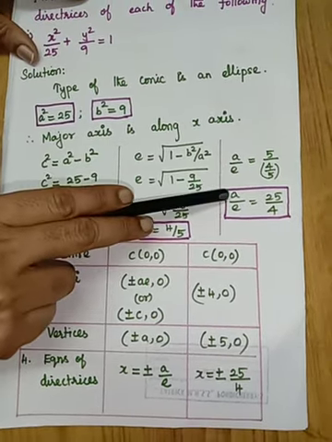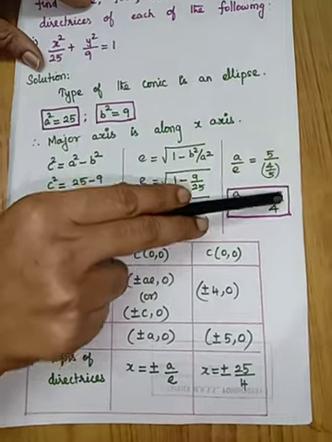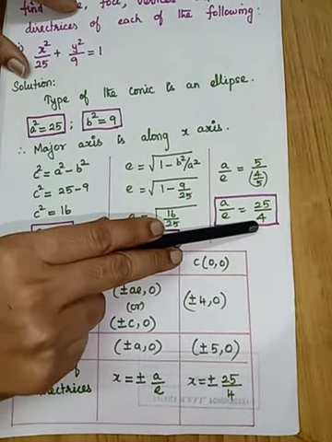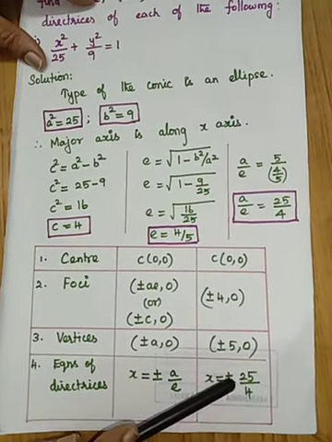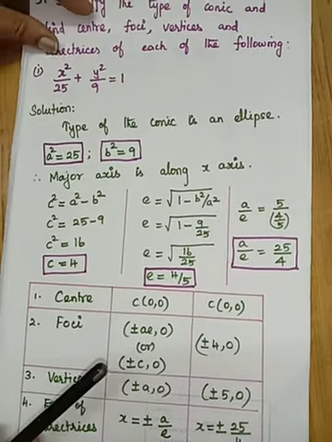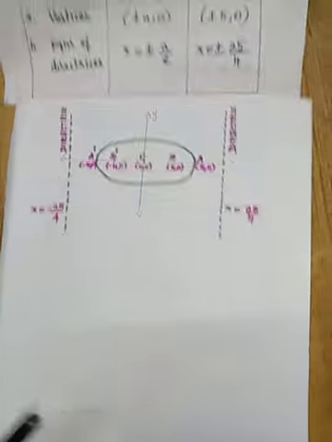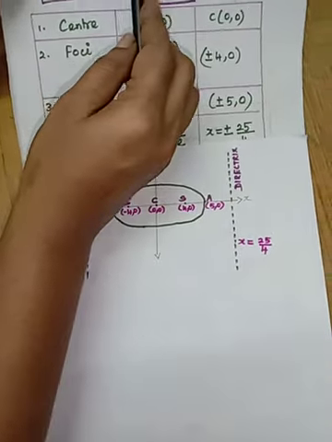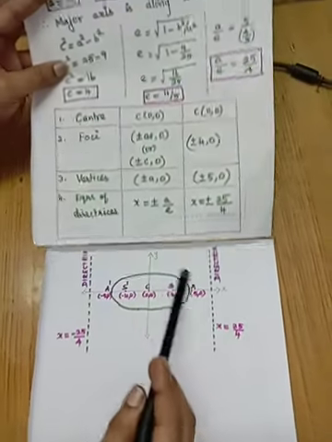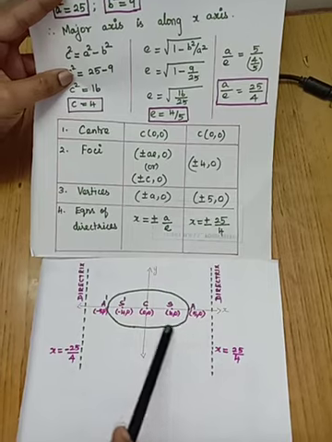So what I have found A by E? A by E is equal to 25 by 4. So x is equal to plus or minus 25 by 4. So these results I have marked in the diagram. So first one, what is it? Major axis is along x-axis. So the ellipse shape will be like this.